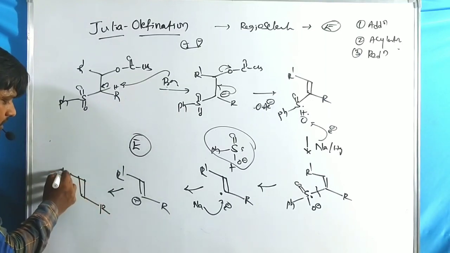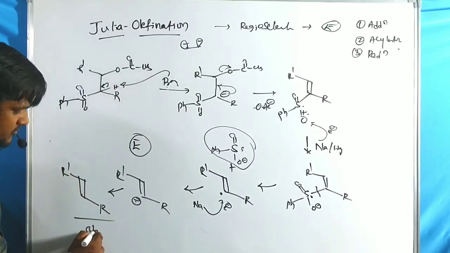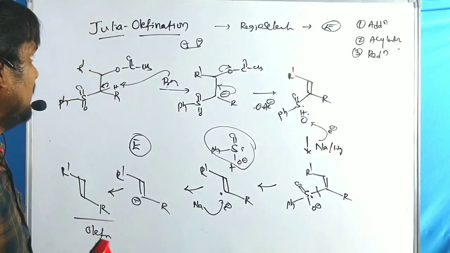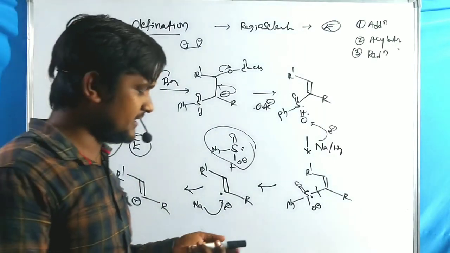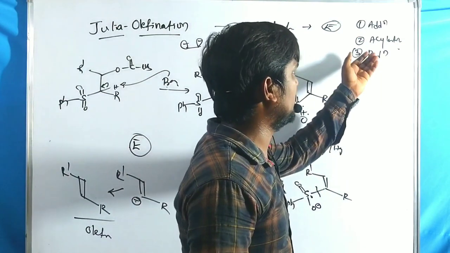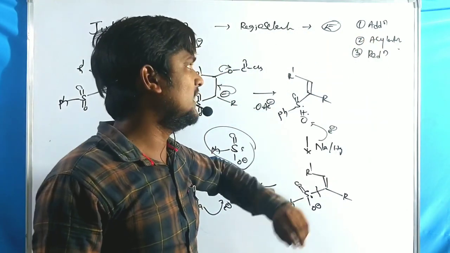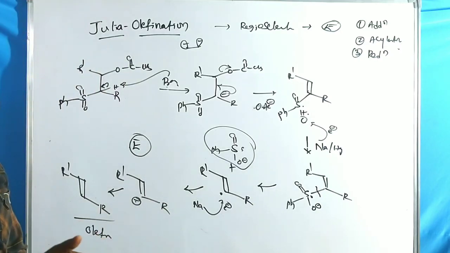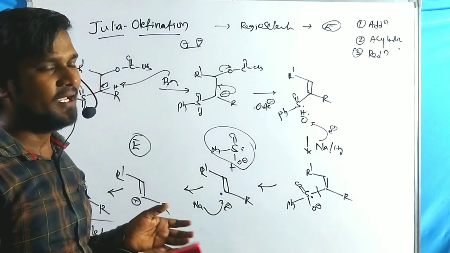Now here R dash. So this is the olefin. This is the simplest mechanism of the Julia olefination. After seeing this mechanism, it involves three steps. One is the addition step, the second one is the acylation step, the third one is the reduction step. These three steps take a larger time. That's why it is modified.